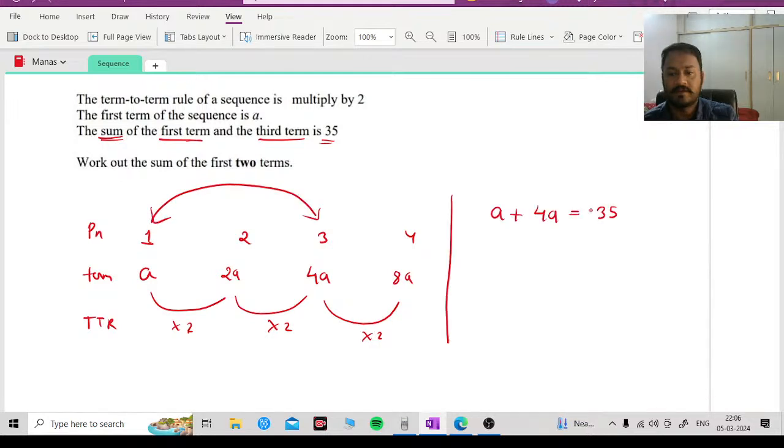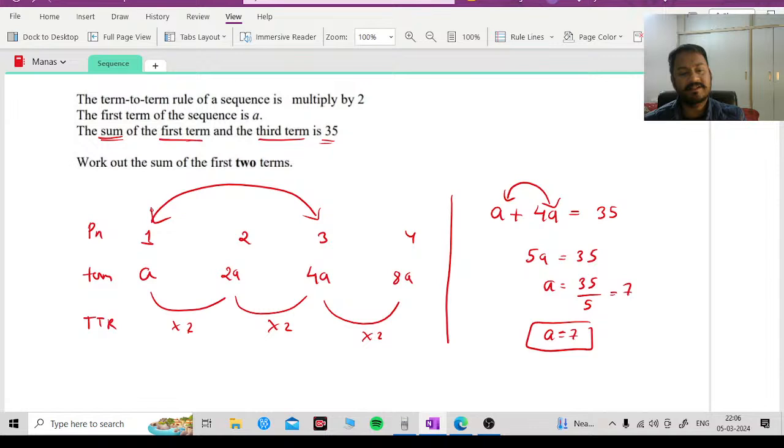Clear? Now 4A plus A becomes 5A, and this equals 35. So A equals 35 divided by 5, and that equals 7. So A equals 7. Done. Easy. So your first term is 7. I can write the terms here. First term is 7, second term is 7 times 2 is 14. Your third term will be 7 times 4, which is 28. And your fourth term, 7 times 8, 7 eights are 56. So your fourth term will be 56.